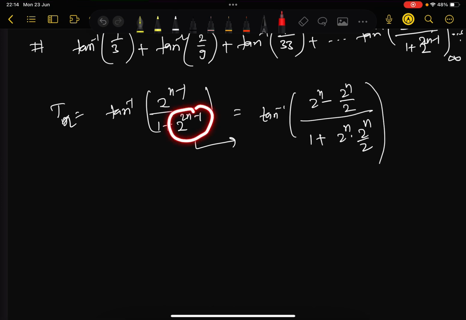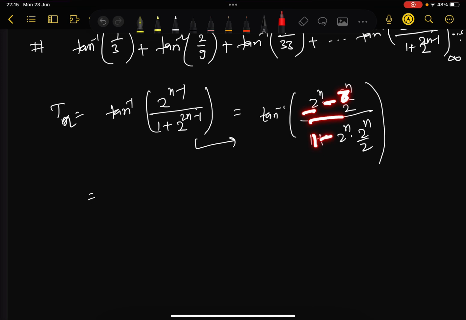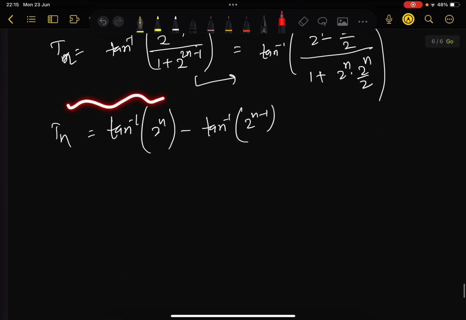This expression also you can break like this, right? Whole square is there, that means 2 raised to n into 2 raised to n by 2, both will be there, and this minus 1 means divided by 2. So that means we are able to convert this nth term into tan inverse of a minus b divided by 1 plus ab. So that means we can write down the nth term as tan inverse 2 raised to n minus tan inverse 2 raised to n minus 1. So this is our nth term.